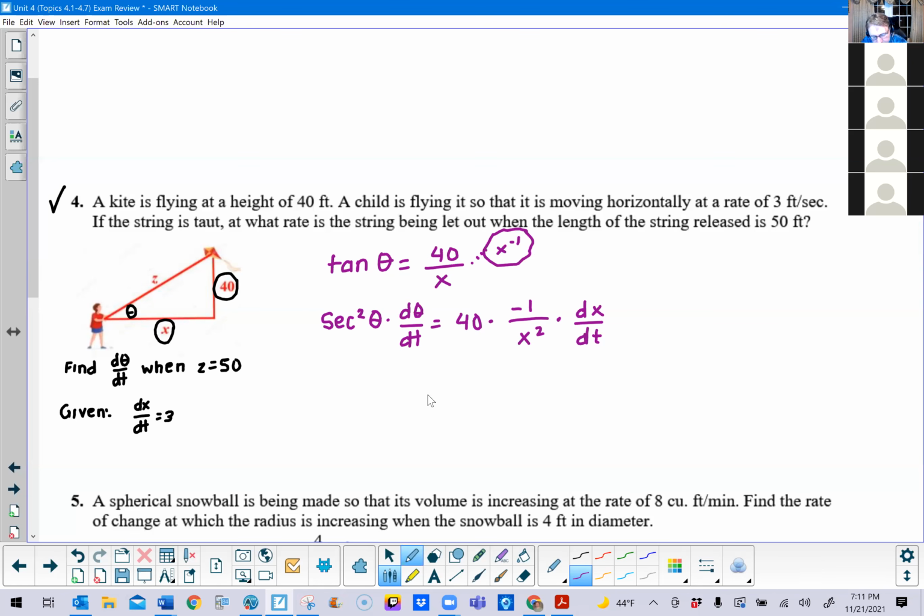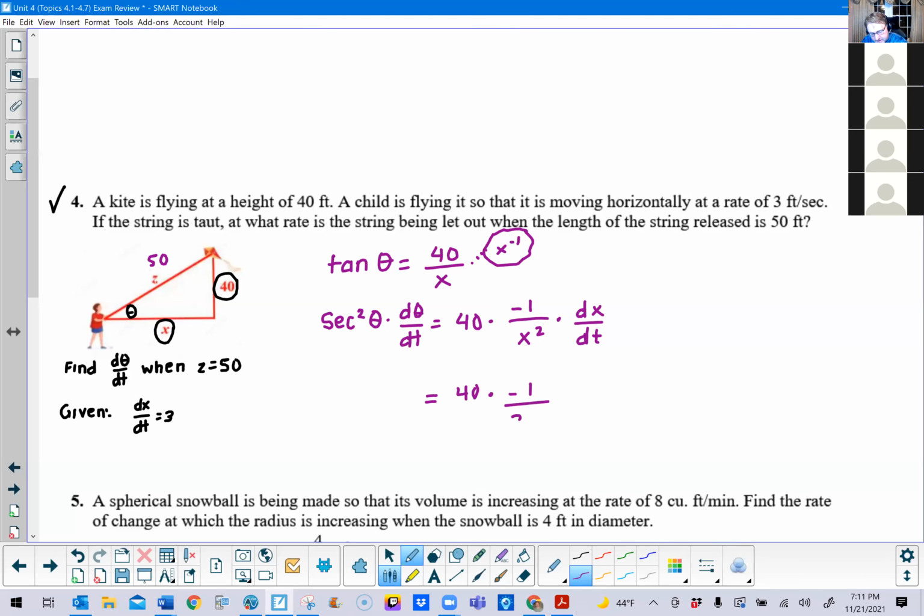And so at this point, you're going to start plugging stuff in, right? You know that the x is going to be, well, you don't know what the x is, right? We know that this is 40. We know that z is 50, but hopefully you guys could see the 30, 40, 50 right triangle here, the 3, 4, 5. We're not trying to make your life miserable. We want you to be able to calculate those pretty quickly.